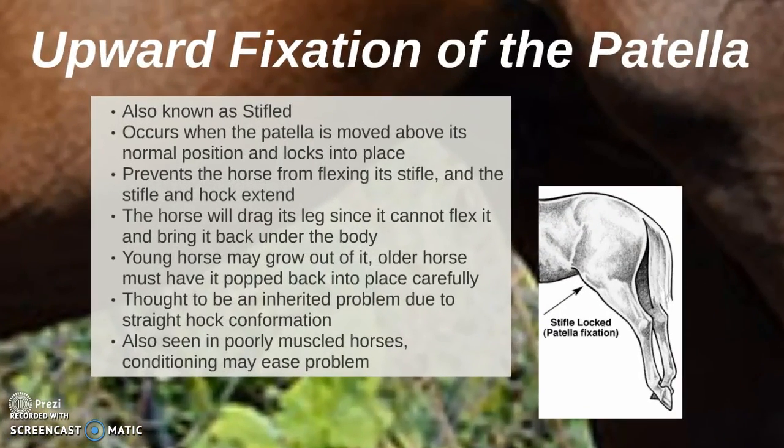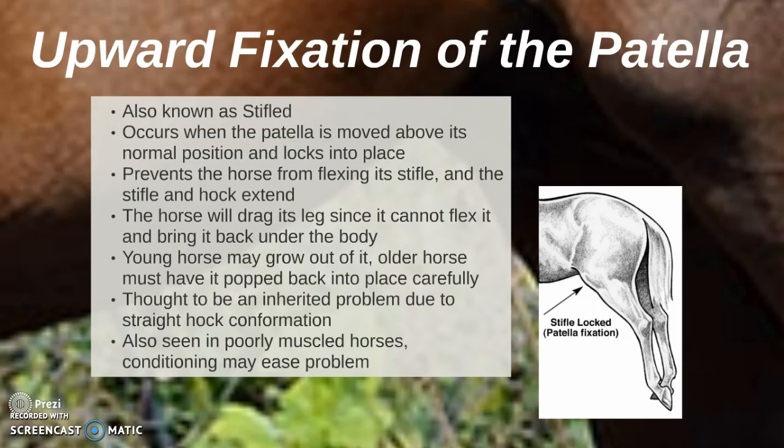Now, moving on to upward fixation of the patella. This is also known as stifled. This occurs when the patella is moved above its normal position and locks into place. This prevents the horse from flexing its stifle, and the stifle and hock are extended. The horse will drag its leg since it cannot flex it and bring it back under the body.